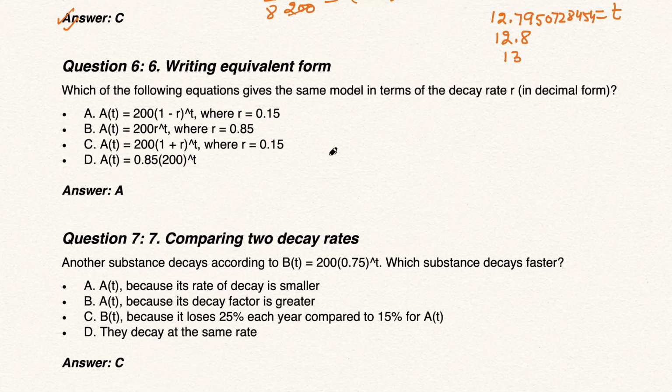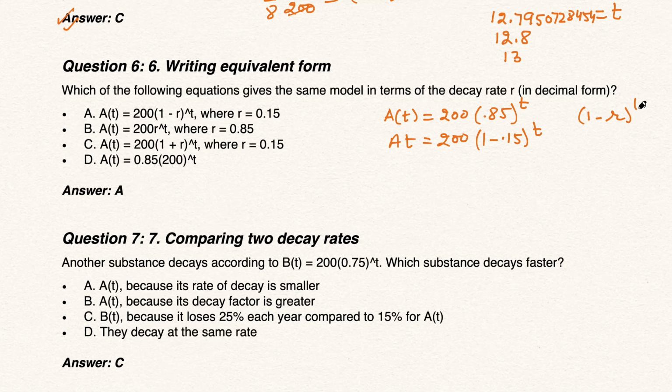Writing equivalent form. We have already done that in the beginning, when we were doing the concept. So A(t) is equal to 200 times 0.85 raised to power t. A(t) is equal to 200 times (1 minus 0.15) raised to power t. So (1 minus r) raised to power t is actually in the equation. So r is the decay rate, which is 0.15. So yes, A is the right option.